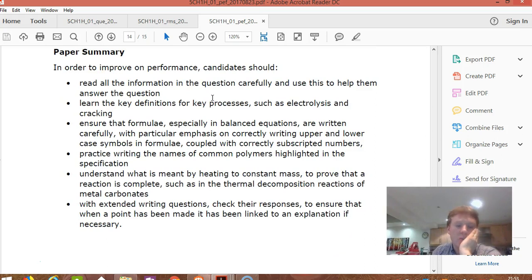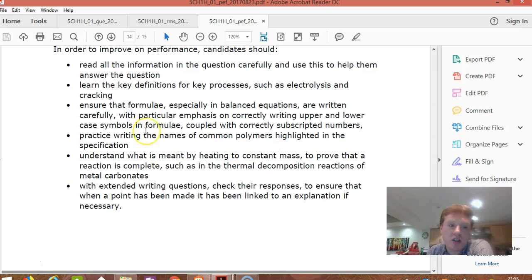So to improve, candidates should read all the information in the questions carefully and use it to help them answer the questions. Learn key definitions for key processes such as electrolysis and cracking. Ensure the formulae, especially in balanced equations, are written carefully with particular emphasis on correctly writing upper and lowercase symbols in formulae, coupled with correctly subscripted numbers. Practice writing the names of common polymers highlighted in the specification.